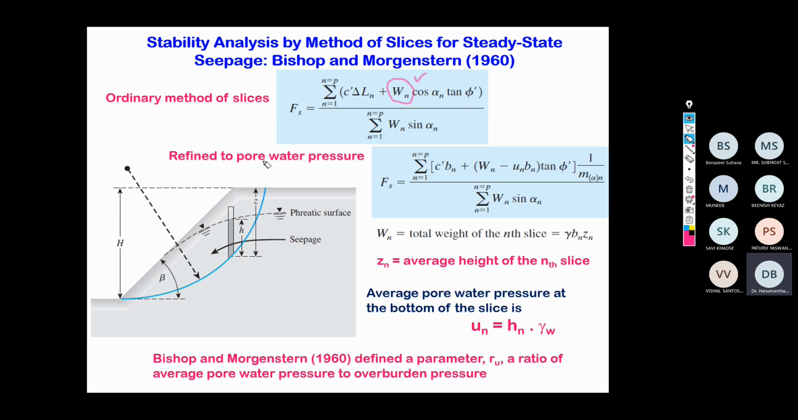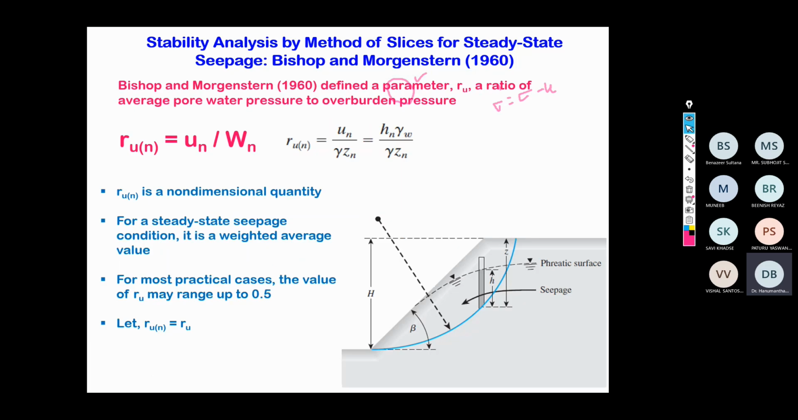While if you account for the pore water pressure, then sigma dash is equal to sigma minus u, where sigma is Wn cos alpha n and u is multiplied by b, the original width of the slice. So this is how we are able to account for the effect of the pore pressure on the calculation of the factor of safety by the ordinary method of slices. This part we also have discussed.